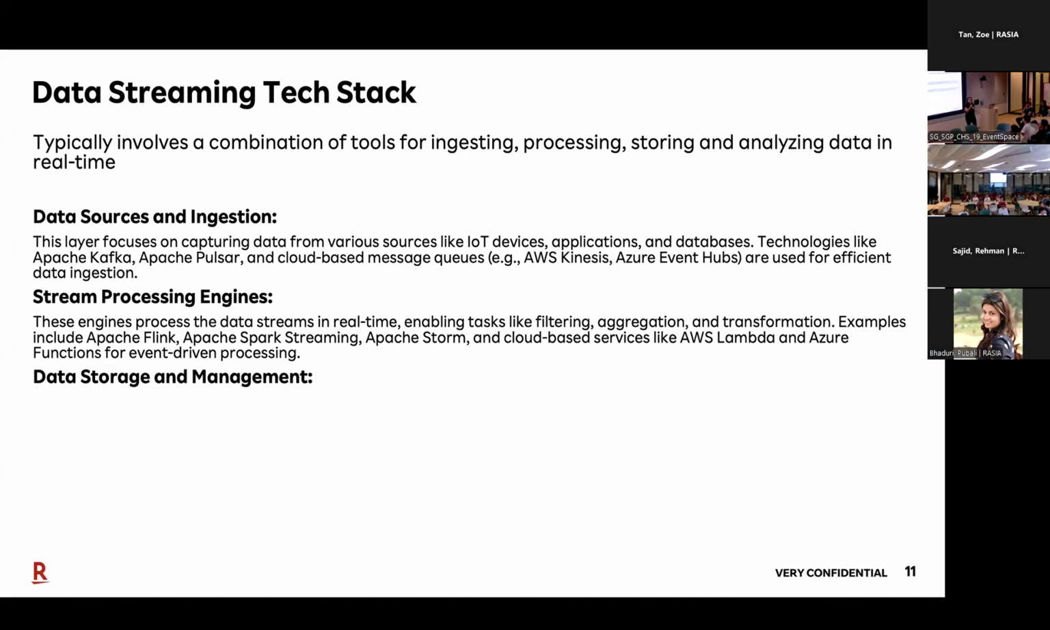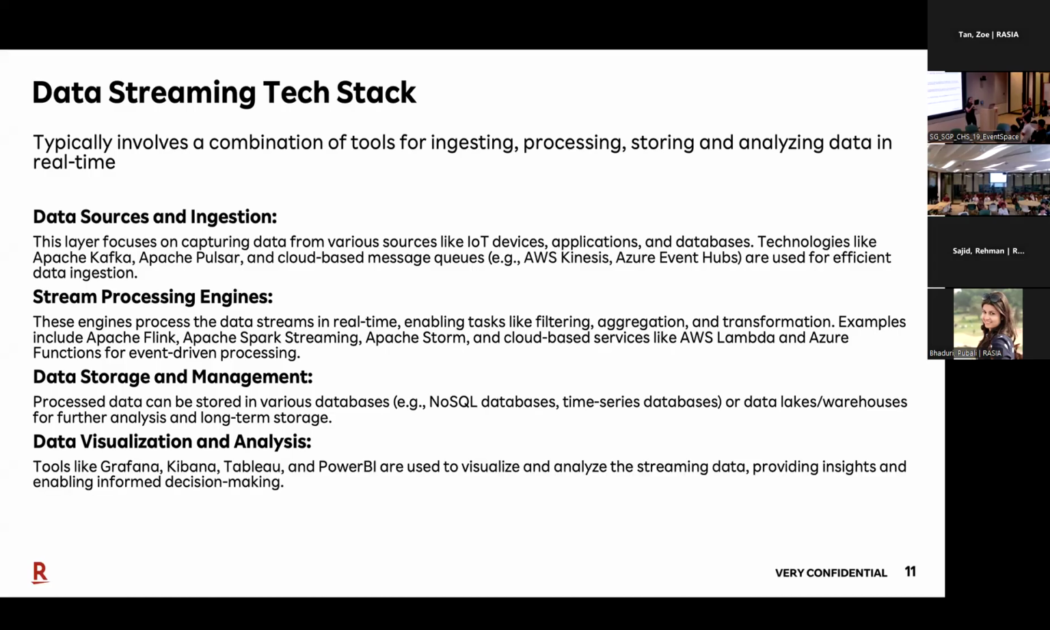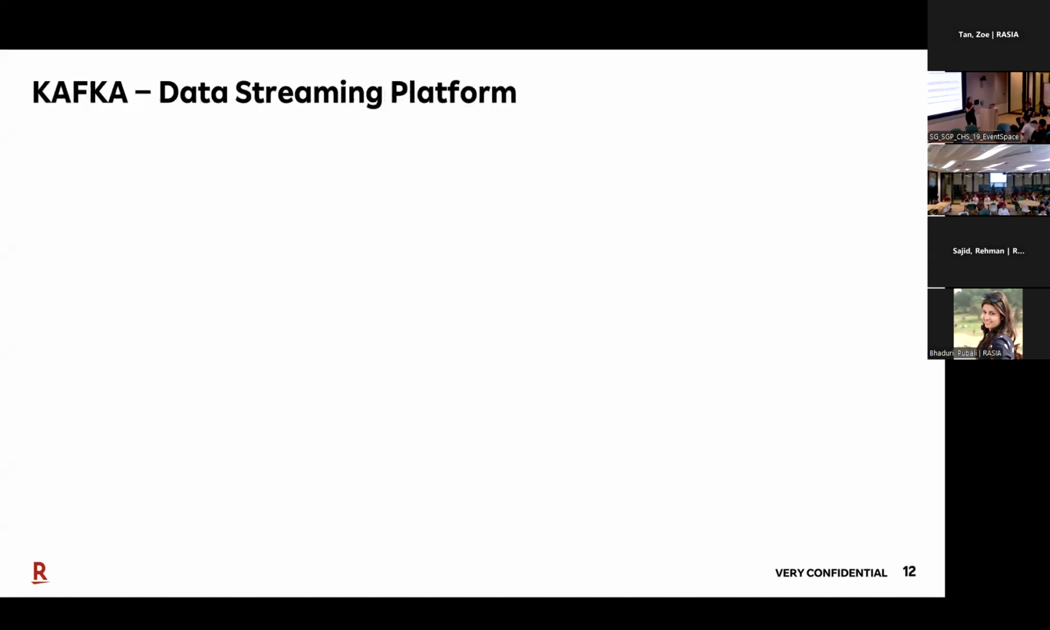And then after processing the data, we have to store it somewhere. So there comes data storage and management. We process the data and it can be stored in various databases like NoSQL databases, time series databases, and even GCS. Then we have stored the data, but that's just raw data. Then comes our visualization and analysis platform, where we can create a graph from that data. So there come tools like Grafana, Kibana, and Tableau, which show you the trends in a dashboard, and you can make decisions accordingly.